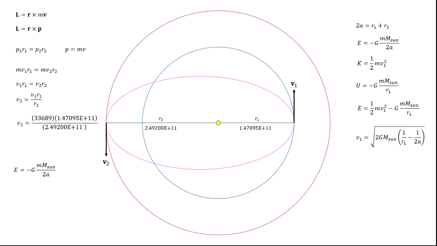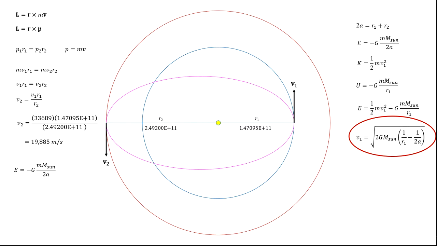v1 is 33,689. r1 is 1.47095 times 10 to the 11th. r2 is 2.49200 times 10 to the 11th. That equates to 19,855 meters per second. We could have derived that with this equation by plugging in r2 instead of r1. It gives the same result.